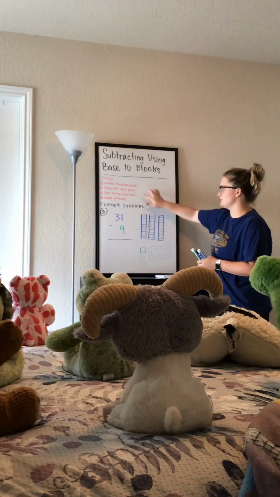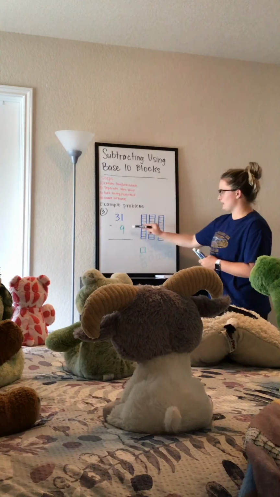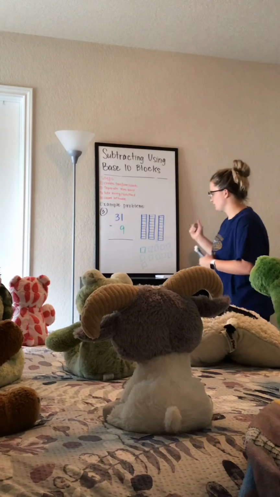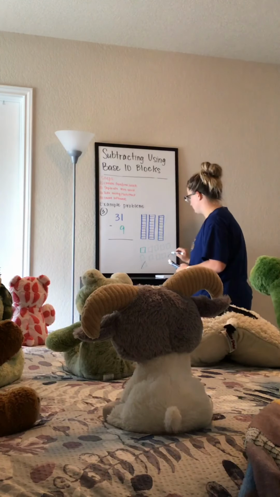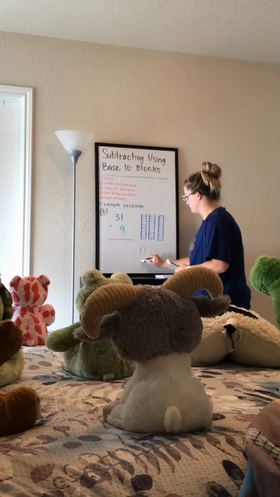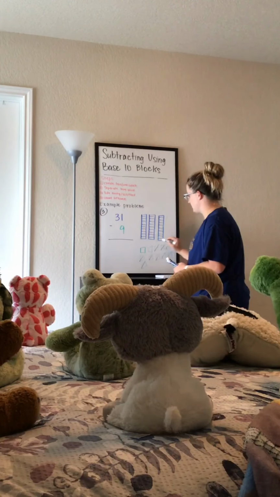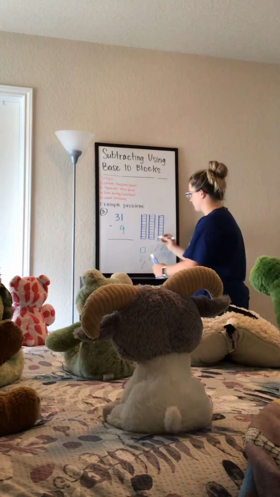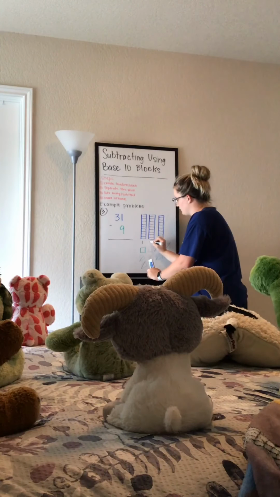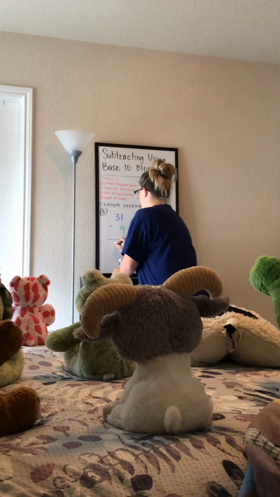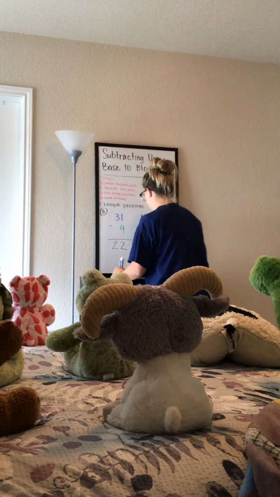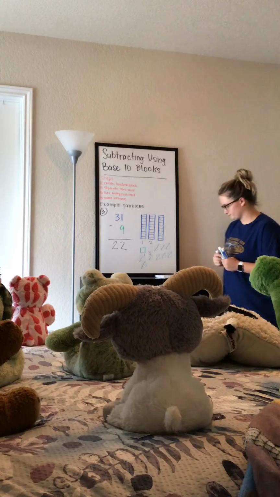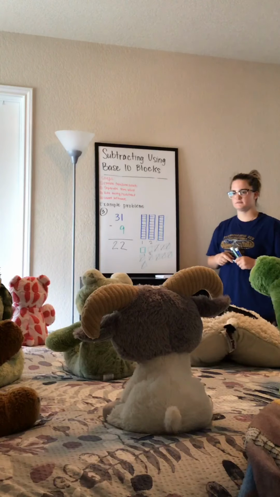Our next step is to take away or subtract. We have 9 at the bottom. So we're 1, 2, 3, 4, 5, 6, 7, 8, 9. And then we are going to count our leftovers. 1, 2, 1, 2. So now our answer is going to be 22. Any questions?